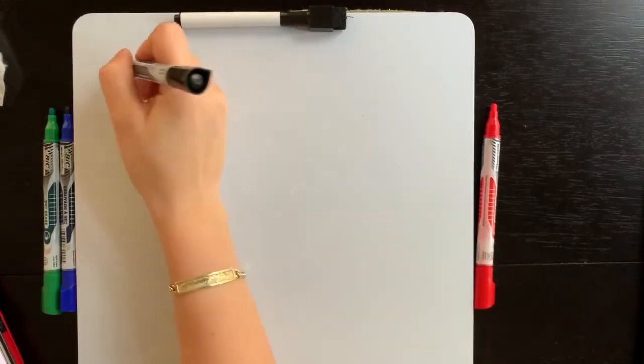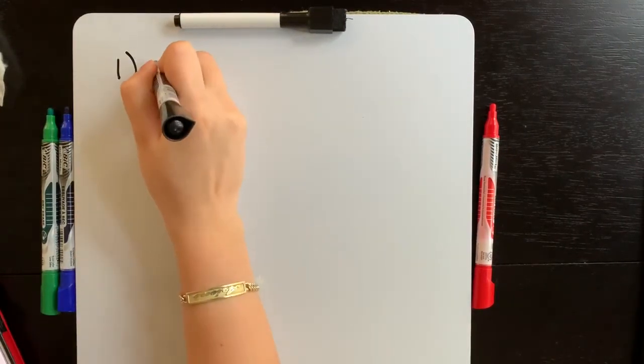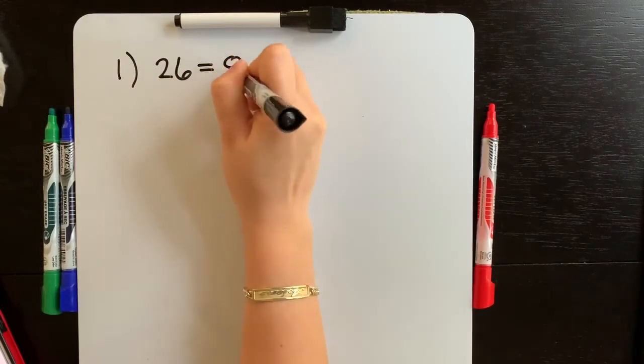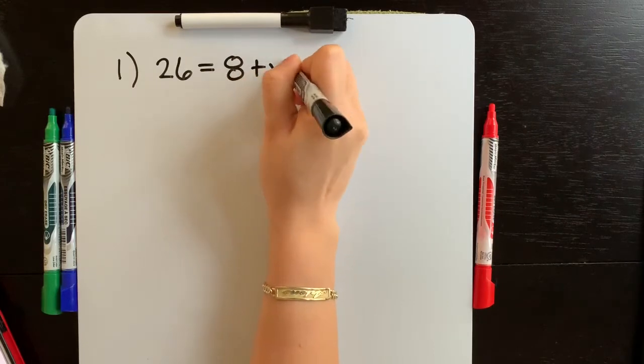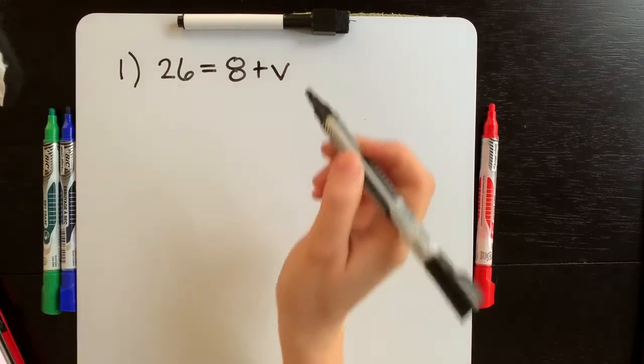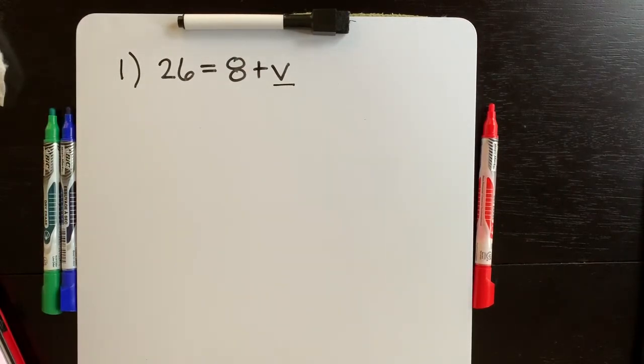So let's get started. Question 1 says we want to solve 26 equals 8 plus v. The reason this is called a one-step problem is because it only takes one step to find the answer. Notice how we only have one variable, and that's the v. So we want to somehow get the v by itself, and the only thing that's in the way is that 8.